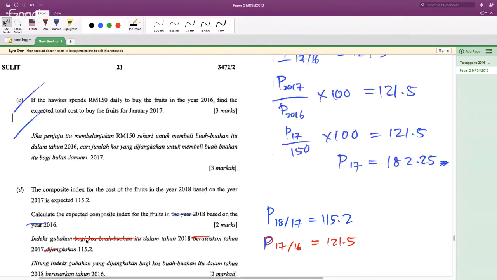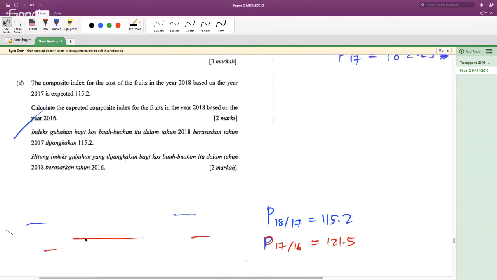All right, so this one, I'm trying to use an easier way to guide you. If you understand this one, I want to form a change rule here. The change rule basically is something like this. I want to find the price index number for 18/16. This equals the price for 18 over price for 16 multiply 100, isn't it? That's the logic. But then I don't have this one.